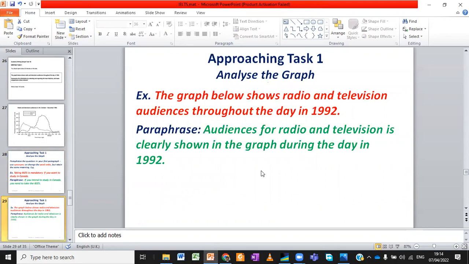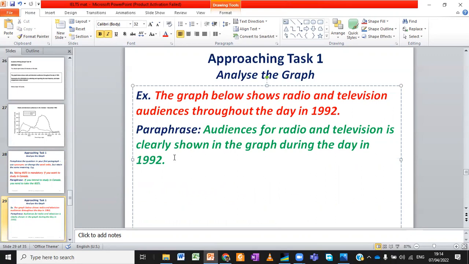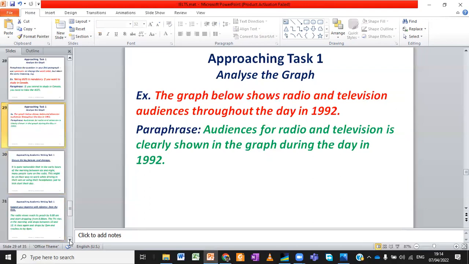Now, if you go back to that question, it said the graph below shows radio and television audiences throughout the day in 1992. Audiences for radio and television is clearly shown in the graph during the day in 1992. This is how to begin. Paraphrase, rephrase the question, okay? Make sure you start this way. Yes, sir. Yeah, so that's the first one.